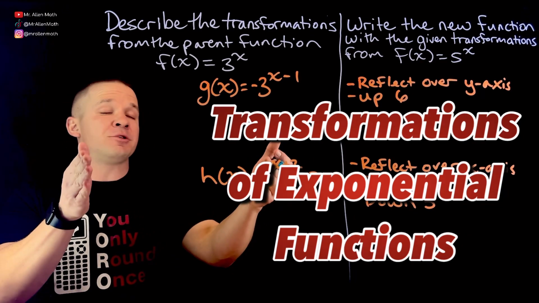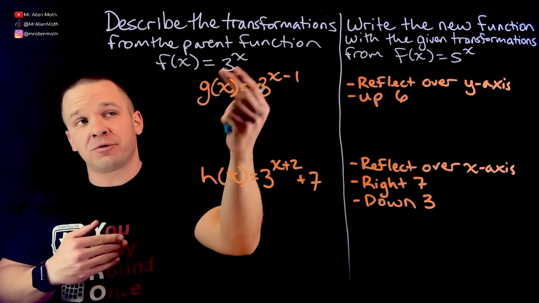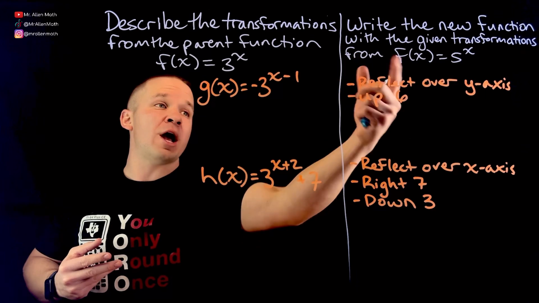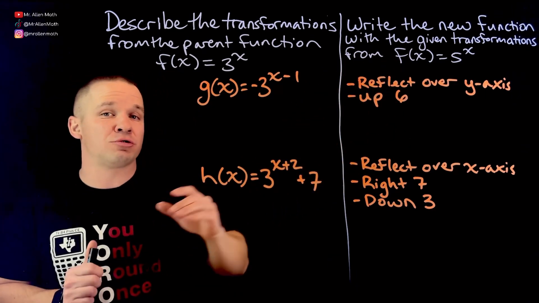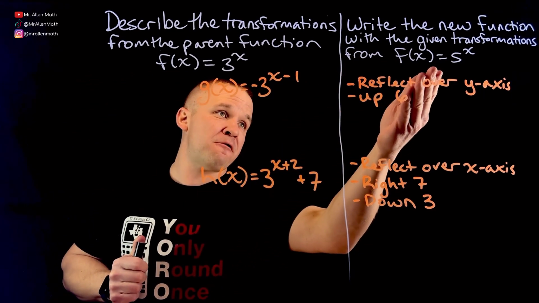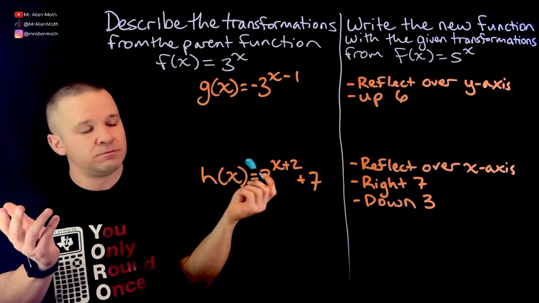First part, we're going to describe the transformations from this parent function, 3 to the x, and then we're going to write a new function given some transformations, but we're going to have f of x equals 5 to the x. Cool. Different functions.